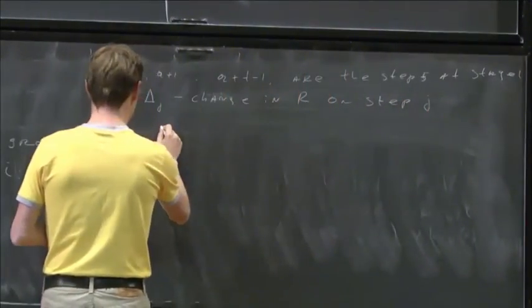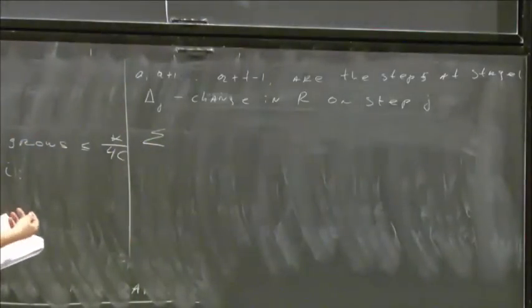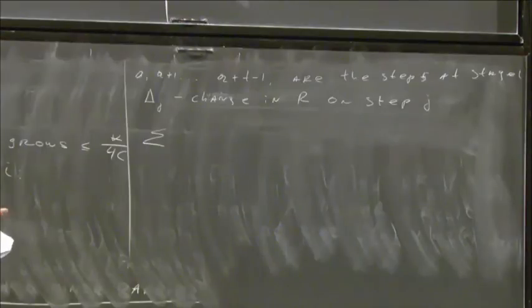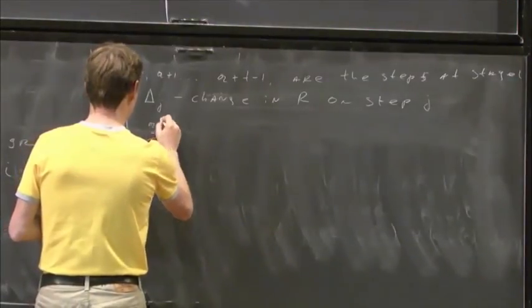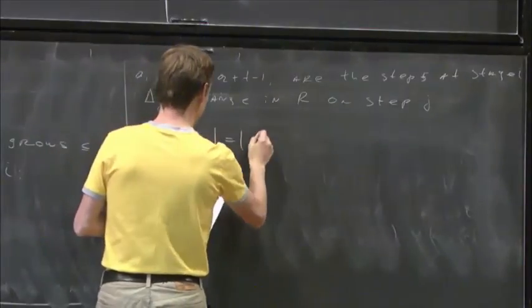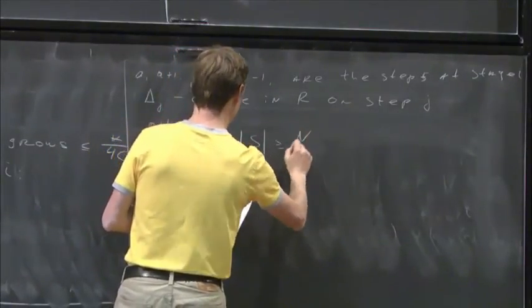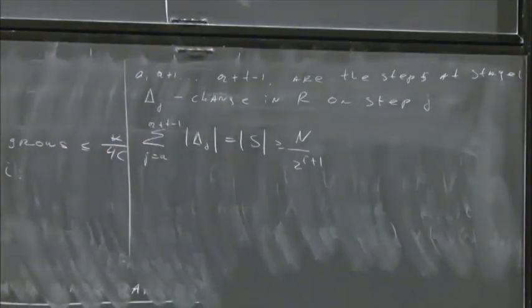If we look at all steps at stage I, then the sum of their changes that we see on each of the steps should amount to the change that we see during the whole stage. So the sum over J from A to A+t-1 of delta J should be the size of S, which is at least n over 2^(I+1). So if I sum over all the steps during the stage, then the sum of the changes should be the change during the whole stage.